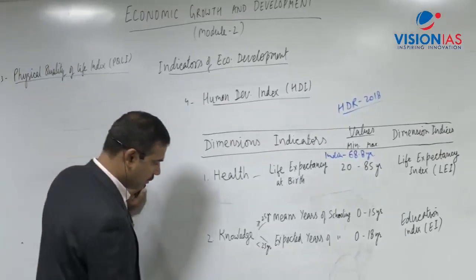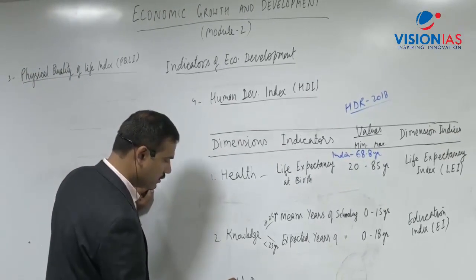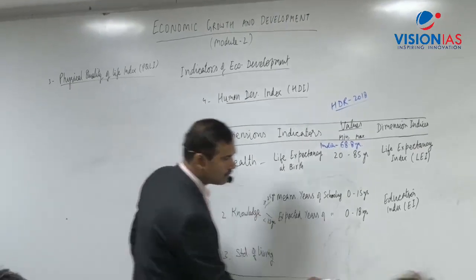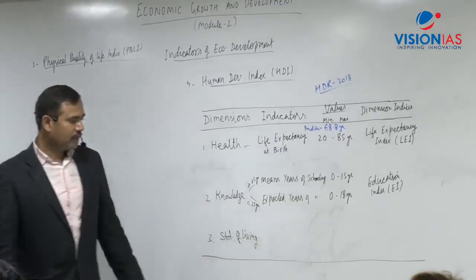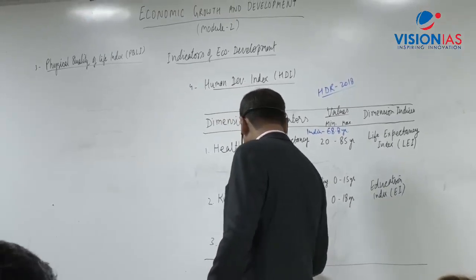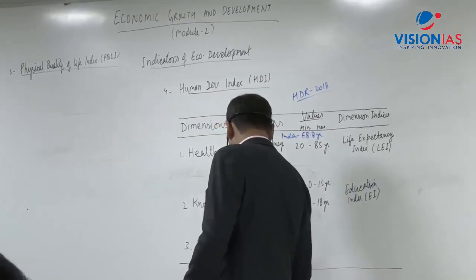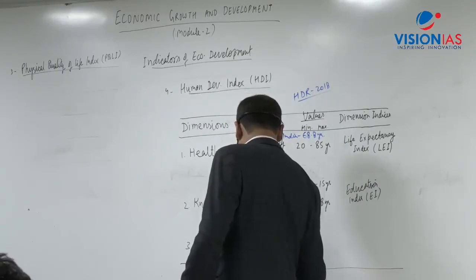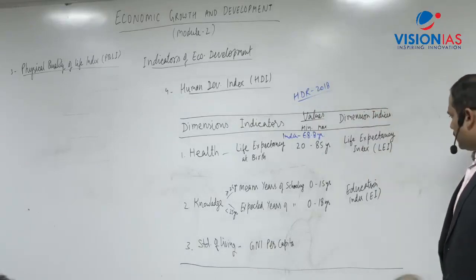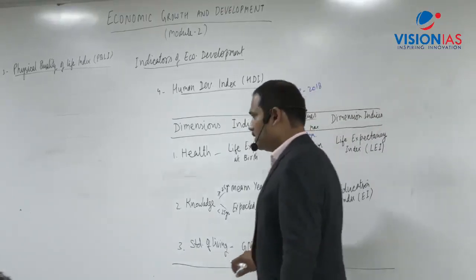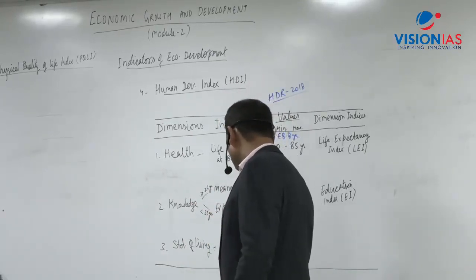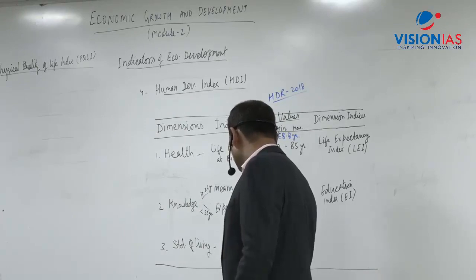Okay, now the third dimension is standard of living. Standard of living is measured by which thing? Can you tell me? Per capita income, but they've technically taken GNI per capita, gross national income per capita. So GNI divided by population. It is almost similar to national per capita income, and that is in PPP dollar.